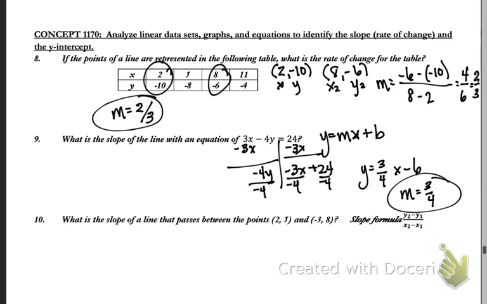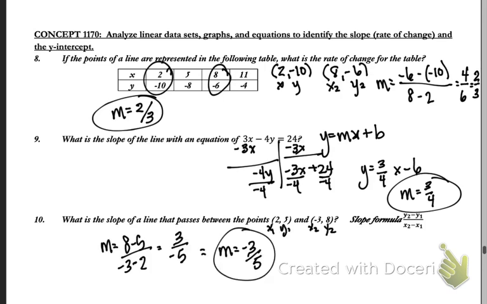Number 10, what's the slope of a line that passes through the points (2, 5) and (-3, 8)? Again, you're using your slope formula, so make sure you identify x1, y1, x2, y2, and plug those in. 8 minus 5 divided by negative 3 minus 2. That's going to simplify to 3 over negative 5, and so my slope is negative 3/5.